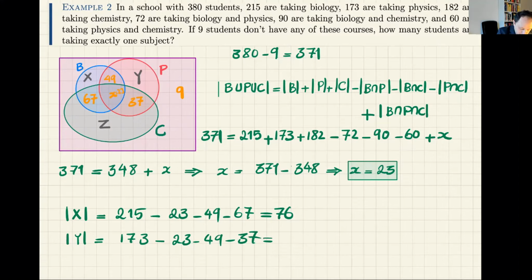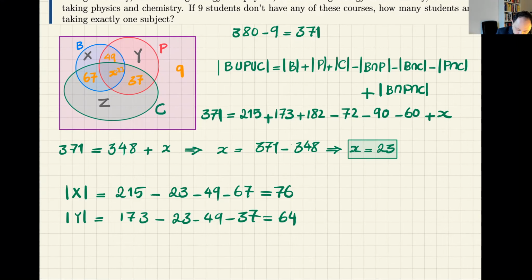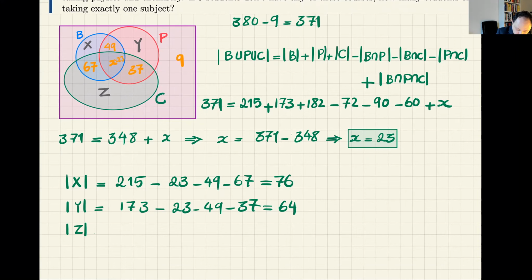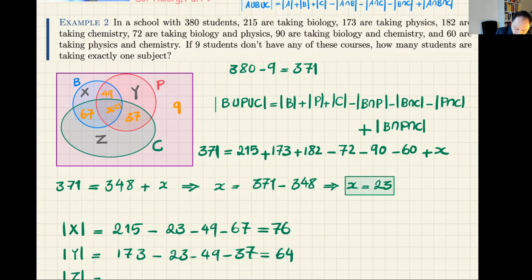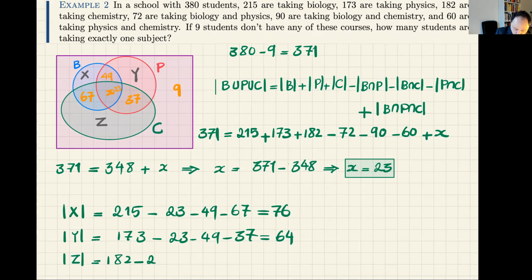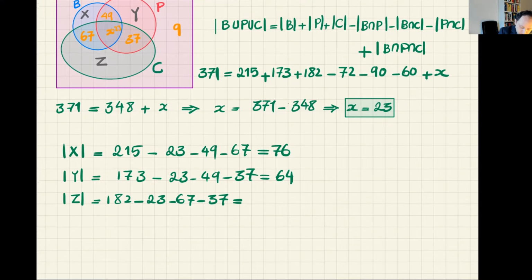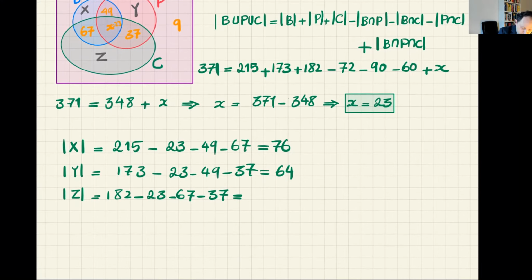So let me just do that. 173 minus 23 minus 49 minus 37. This becomes 64. And finally, the cardinality of that set Z is equal to how many people are studying chemistry? 182. So I have 182 minus 23 minus 67 minus 37. And if I calculate this, that answer is 55.